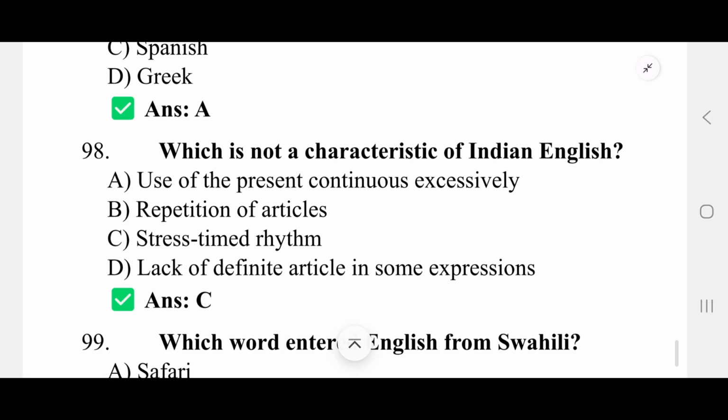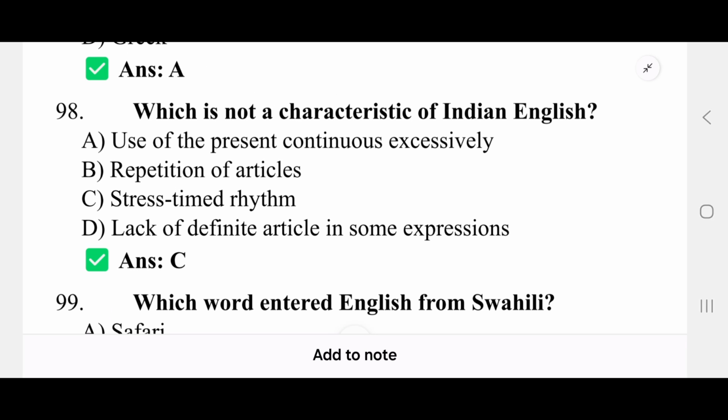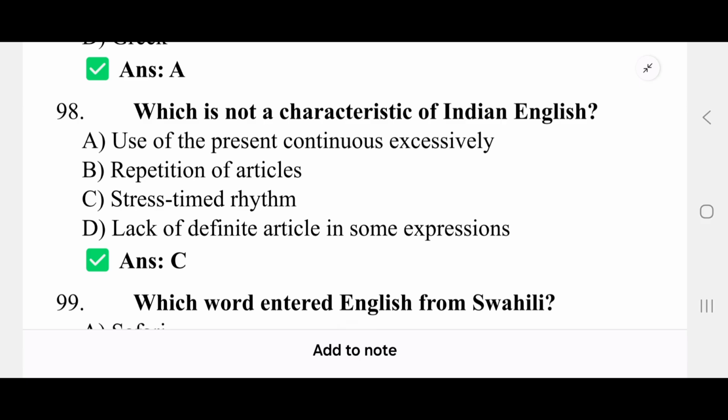Which is not a characteristic of Indian English? Use of the present continuous excessively. Repetition of articles. Stress timed syllable. Lack of definite articles in some expressions. Stress timed rhythm. Which is not a characteristic of Indian English?